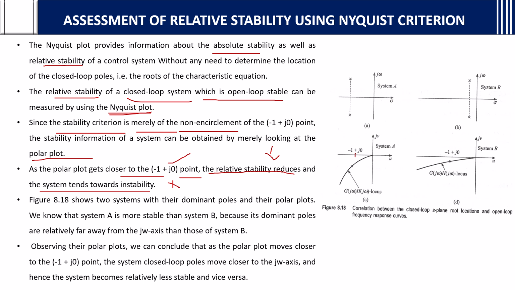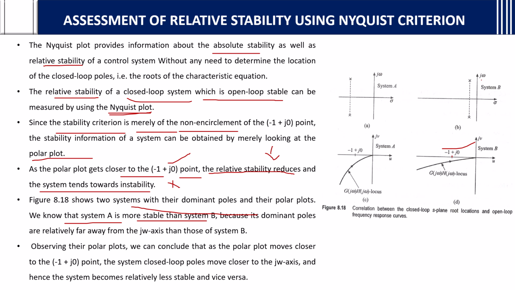Figure 8.18 shows the two systems with their dominant poles and their polar plots. We know that system A is more stable than system B. Why? See, system A has all its poles on the left side, so system A is more stable. Here also it is the left side only, but it is not stable, because here the plot is approaching the -1 plus j0 point, but there it is not approaching that point.